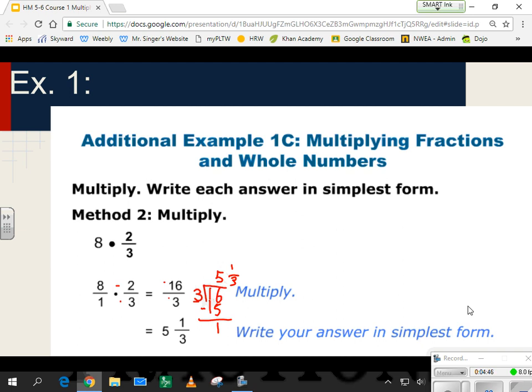Now, if this seems like the method that you're going to use more than just the repeated addition, copy this one down.